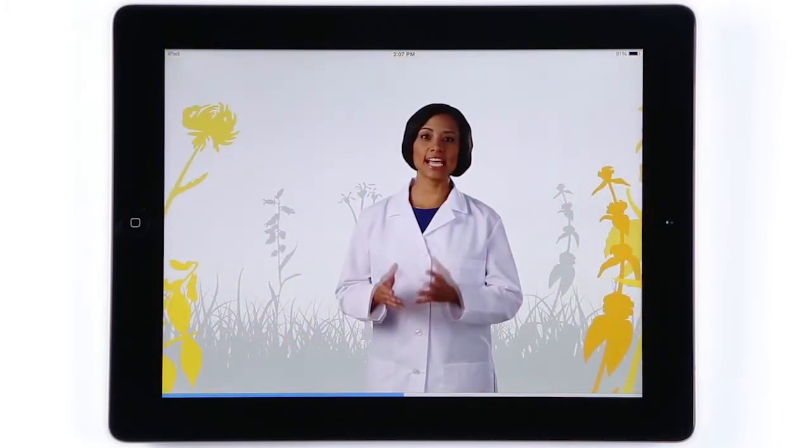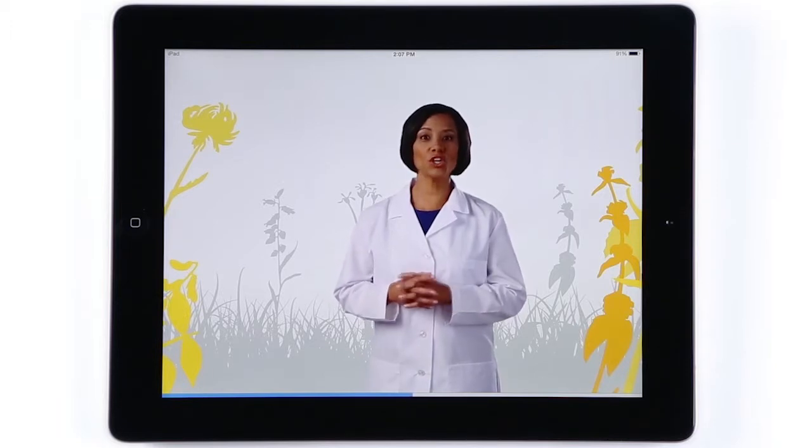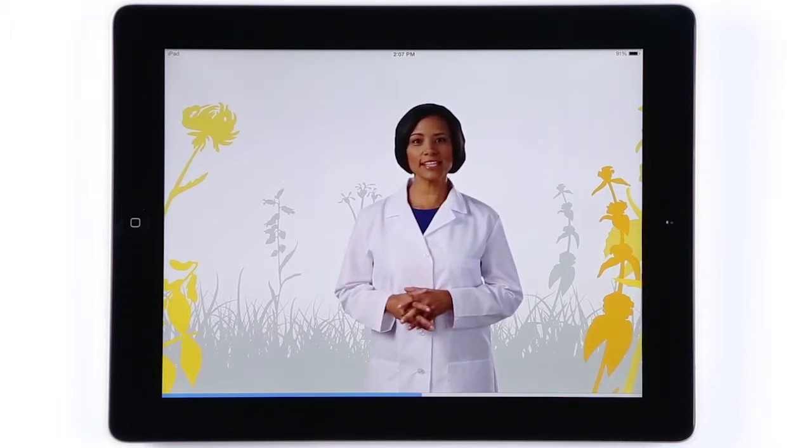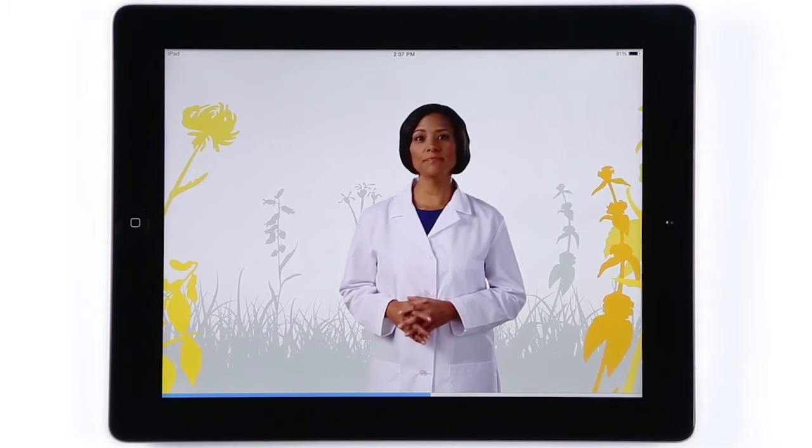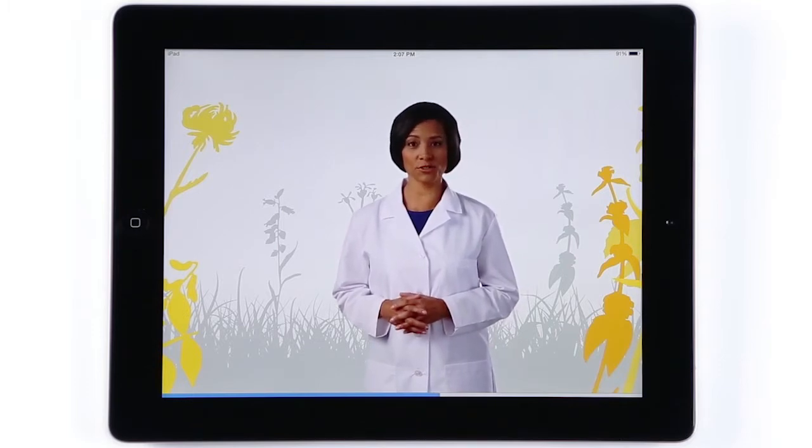What's critical is that you feel confident about the decision you make. This means that in addition to asking questions, you need to voice your concerns to the doctors and nurses.